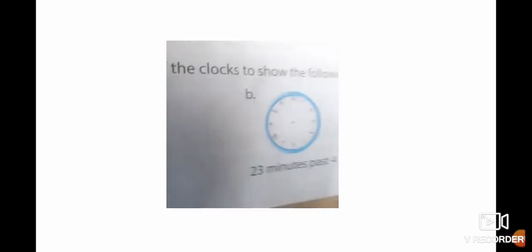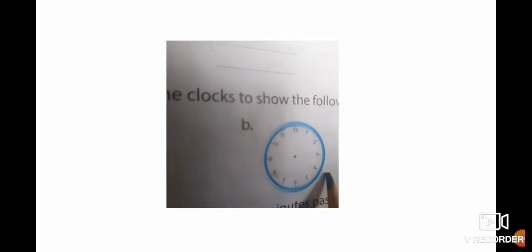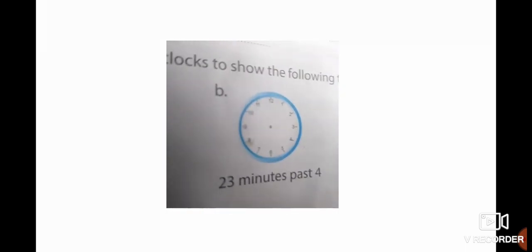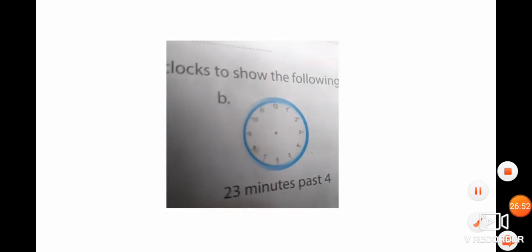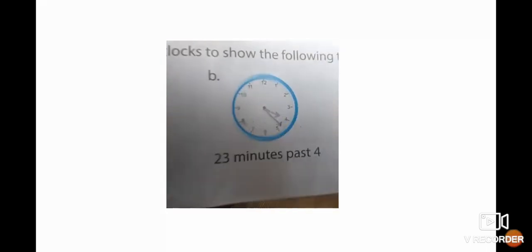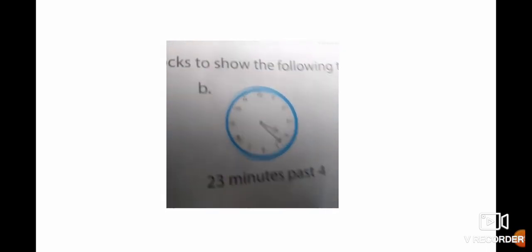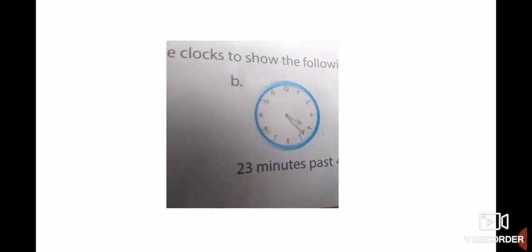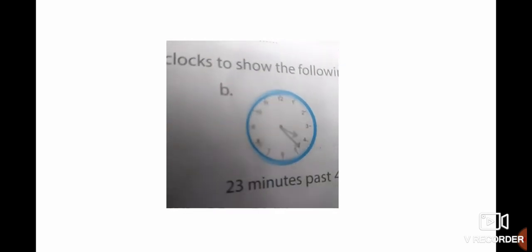So when the minute hand comes on 4, it shows 20 minutes. So we have to show 3 more minutes. So I am going to show now 23 minutes past 4. So students, like this we are going to draw the hands. Our hand we are going to show slightly after 4, and 23 minutes means after 4 on the third line we are going to show 23 minutes. So this is 23 minutes past 4.